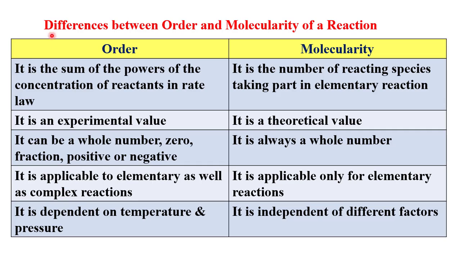What is order? It is the sum of the powers of the concentration of reactants in the rate law, right? Whereas molecularity is the number of reacting species taking part in an elementary reaction, right?